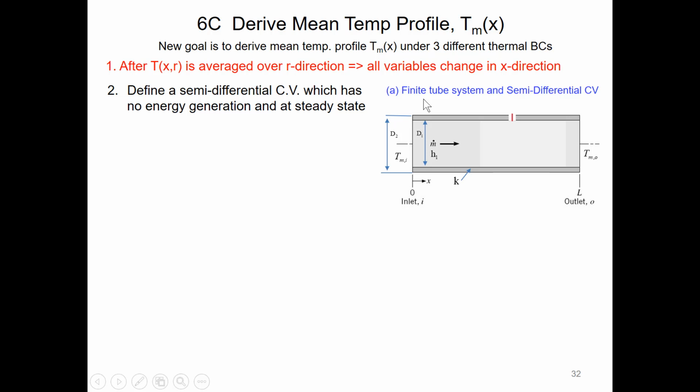This is our finite tube system with outside diameter, inside diameter, mean temperature at inlet, mass flow rate, heat transfer coefficient, thermal conductivity of the tube wall, length, and mean temperature at outlet.